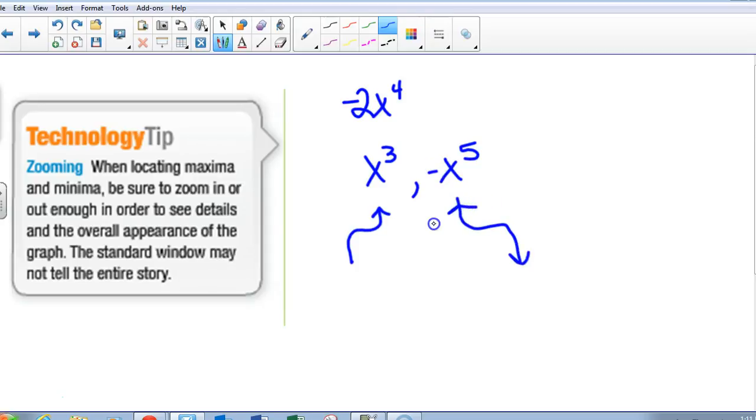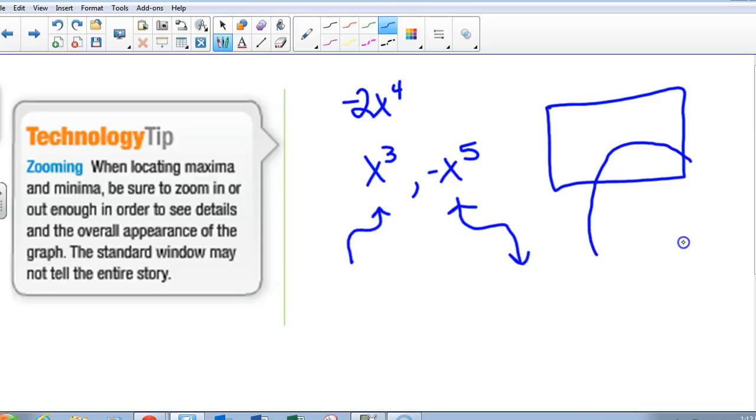Bottom line, make sure the window you have chosen shows the end behavior, that you can see the end. If you think you're graphing an x to the 5th and you see this, is that the whole graph? No, obviously not. Okay.